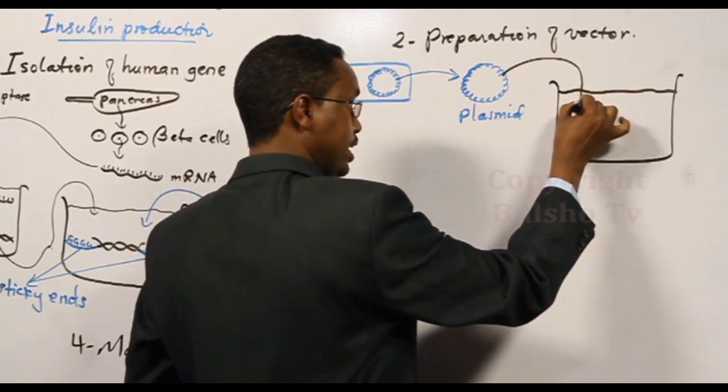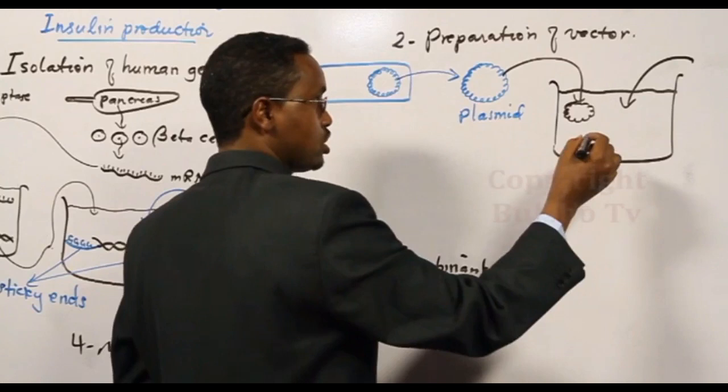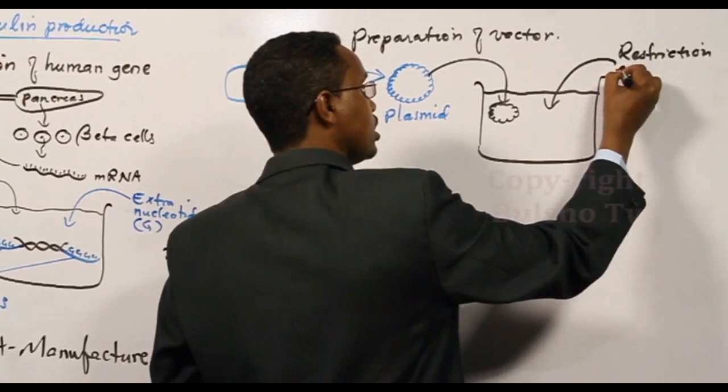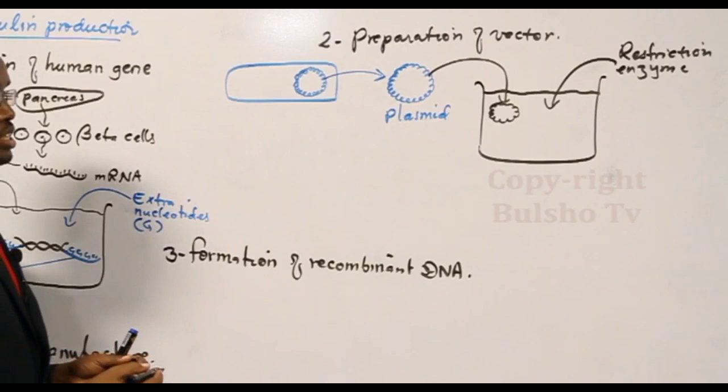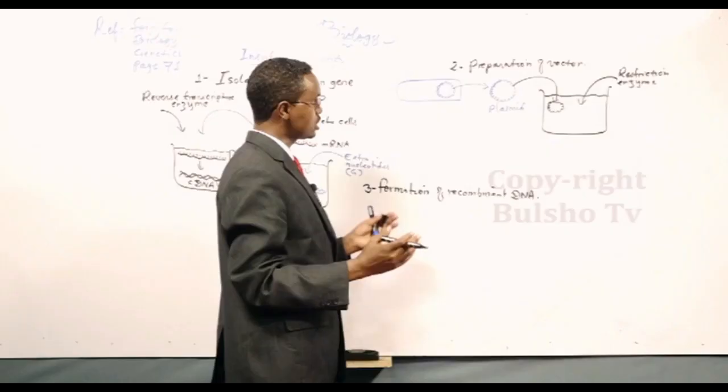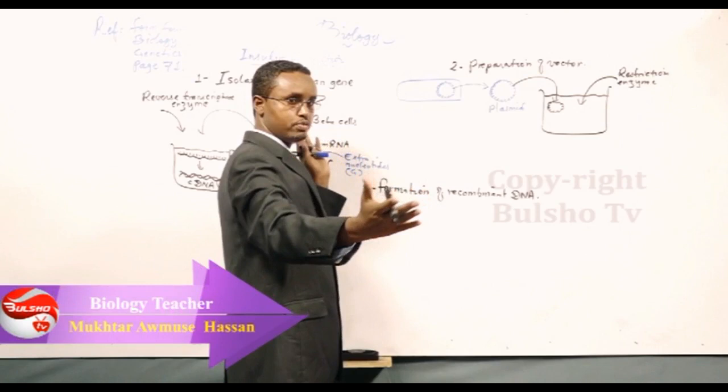We insert the circular DNA in a beaker. Then we have to add an enzyme that is called restriction enzyme, or restriction endonuclease. This enzyme cuts open this circular DNA, and the circular DNA becomes flat.